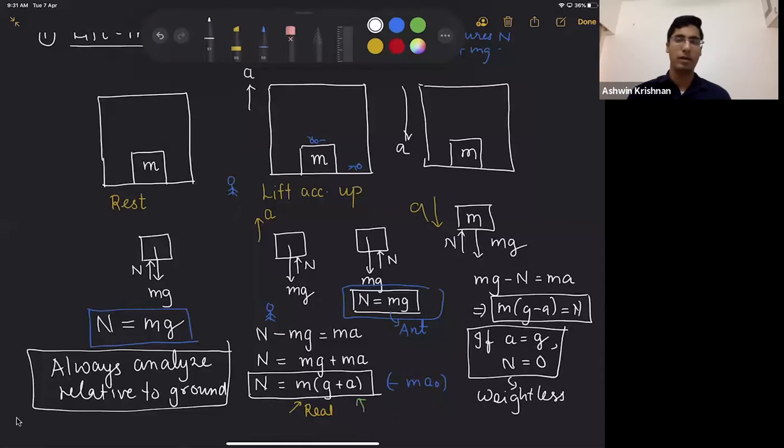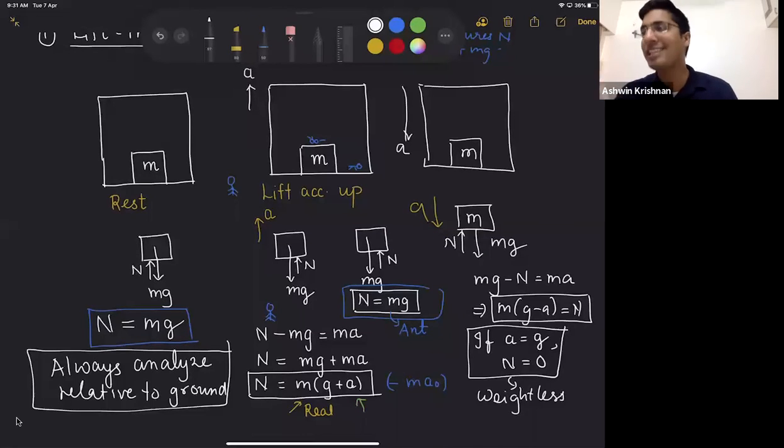There will be no normal reaction. That is why astronauts, when they go to space, their acceleration is usually much more than g. They feel weightlessness, right? That's the reason your weight has actually not gone away, but you will feel that your weight has gone away as measured from an inertial frame of reference.